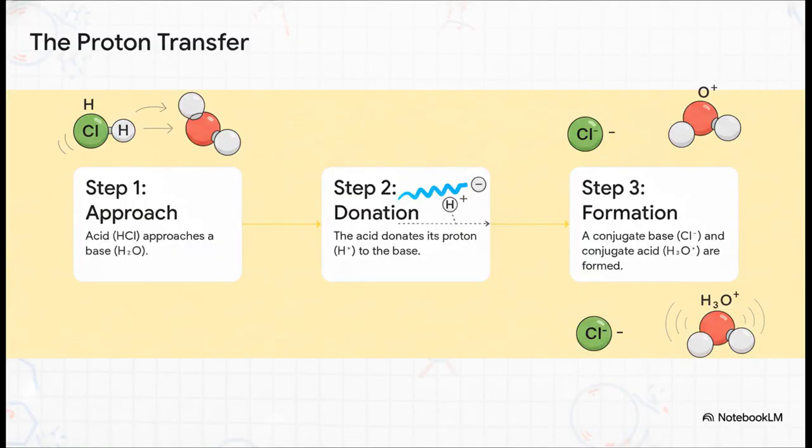And this diagram right here is a perfect visualization of that handoff. The acid, HCl, gives its proton to the water molecule, but in doing that, the acid becomes what we call a conjugate base, and the water, now that it's accepted the proton, becomes a conjugate acid. It's all about these chemical partnerships.